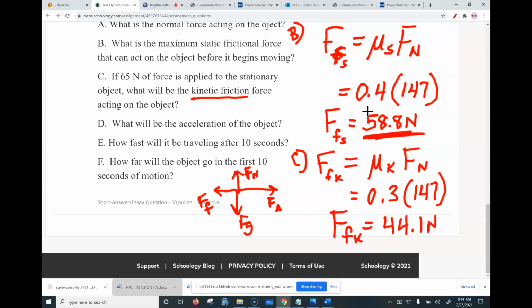Now those are just the size of them. What direction are they pointing? Left or right? It's moving to the right. So which way is friction pointing? Left, right? So just keep that in mind with this free body diagram. It's here. This tells us the size of it. This diagram tells us the direction. That's why this is so important.